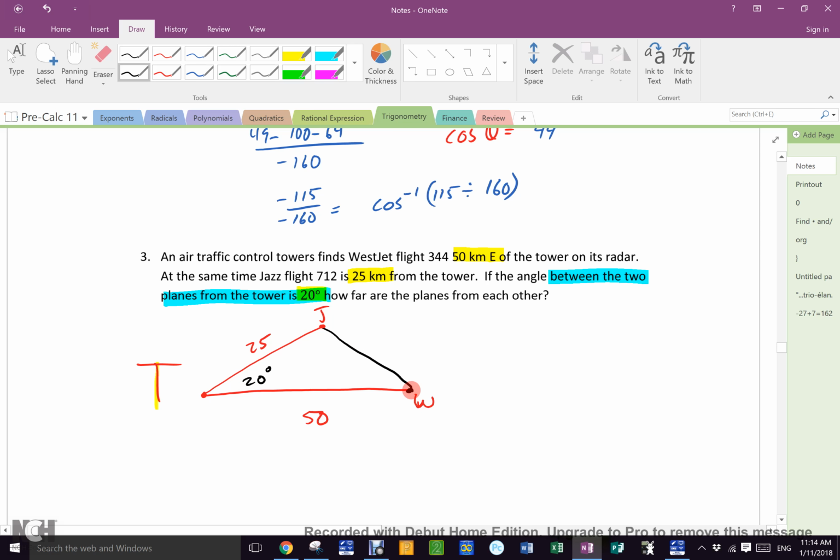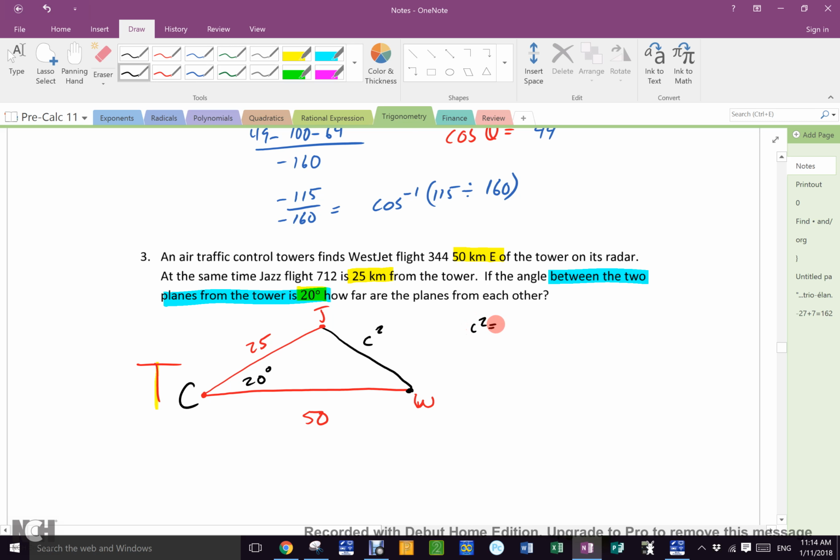Which one do I use? C squared or cos C? What am I trying to find? I'm trying to find a side. So is it C squared or cos C? C squared. Since this is the side I need, I'm going to call that C squared, right? Which makes this big C. And then I just solve it.